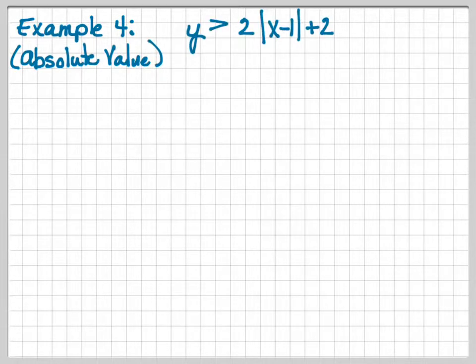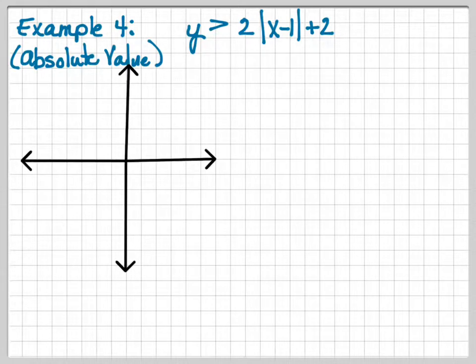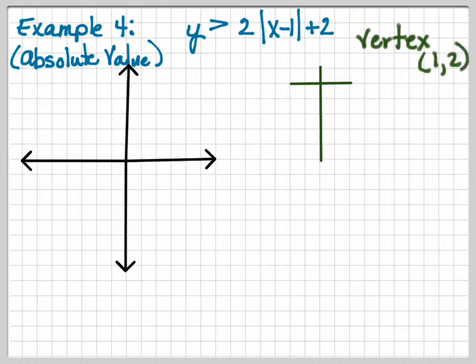Okay, let's try an absolute value, just for kicks. I have y is greater than 2 times the absolute value of x minus 1, plus 2. So there's my graph. And you remember, when we do absolute value, we only plot 3 points. The first point we're going to plot is the vertex. And the vertex here is (1, 2). Remember, the number associated with the x goes backwards from where you would think. And then the number out to the right is the y. So I have (1, 2), that's my vertex.